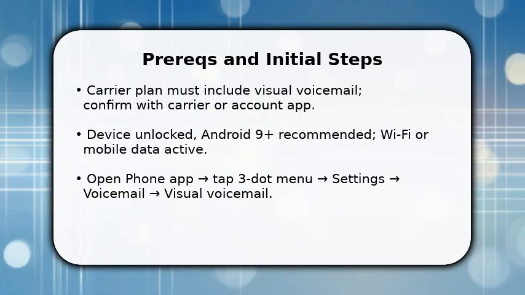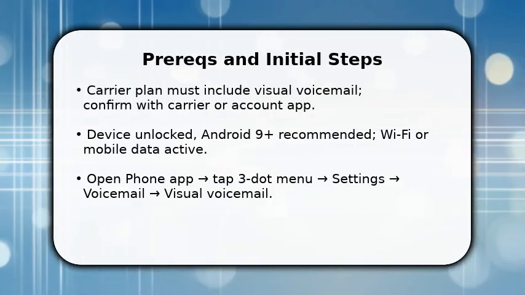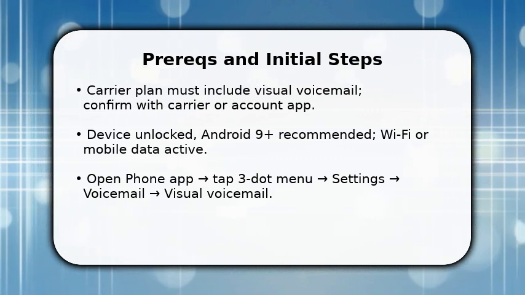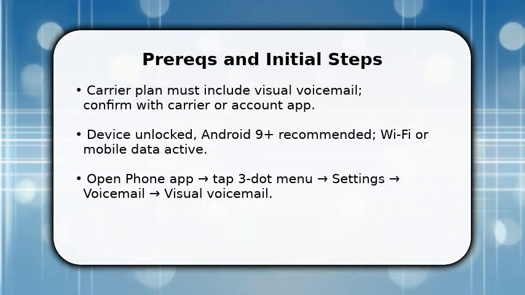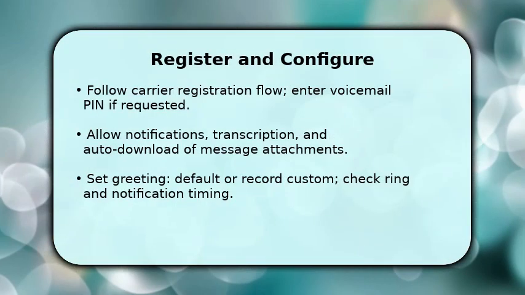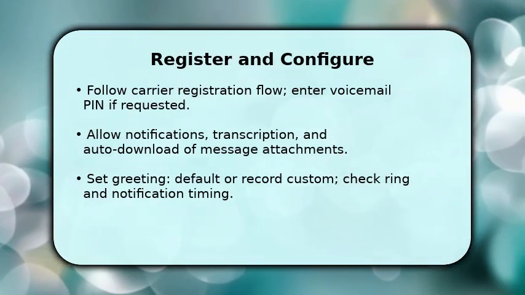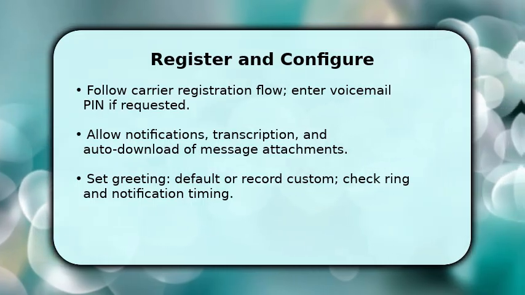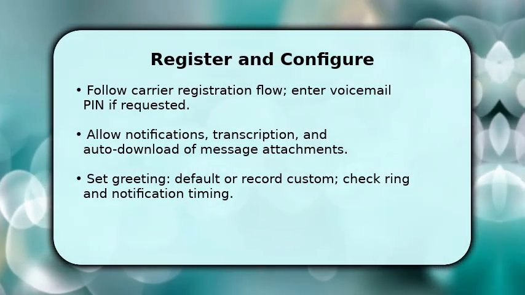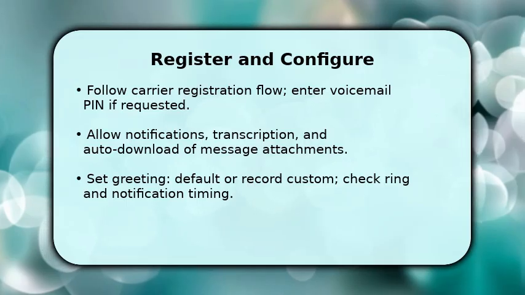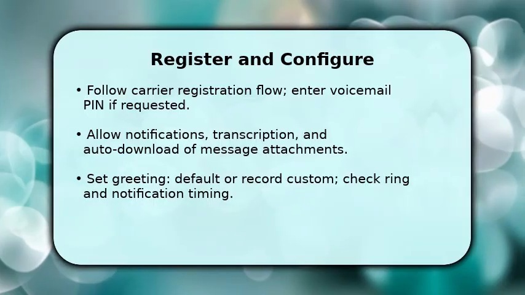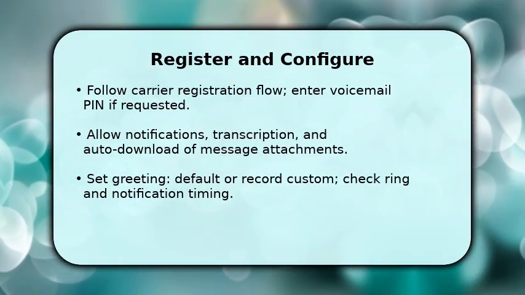If prompted, allow permissions for calls, contacts, and storage, so the app can fetch and display voicemail messages and transcriptions. Next, complete the registration and configuration flow. Follow the carrier prompts, enter your voicemail PIN if the system asks, and wait for the carrier service to register your number. Make sure you grant notification and transcription permissions, then enable auto-download for attachments if you want faster playback.